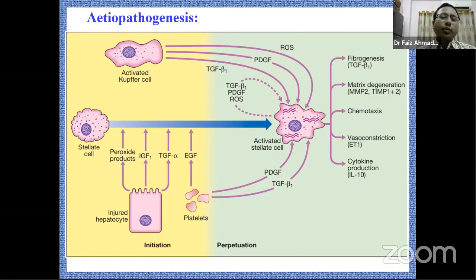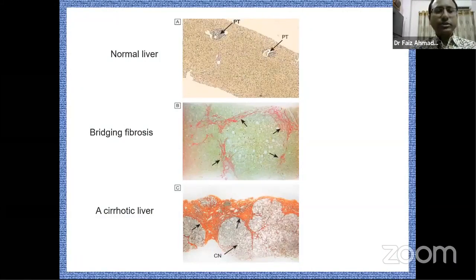space of Disse. When this stellate cell gets activated, it in turn releases different mediators like transforming growth factor beta, PDGF, and different interleukins. Ultimately they cause excess fibrous tissue formation in the liver, chemotaxis, vasoconstriction of the portal venous system, and many other changes, which ultimately lead to fibrogenesis and regenerative nodule formation, and finally cirrhosis of liver. Here you can see a histological microscopic view of normal liver, then bridging fibrosis, which occurs in a bridging pattern from portal tract to portal tract. When this bridging fibrosis increases, cirrhosis develops, with nodule formation surrounded by fibrous tissue and regenerating hepatocytes located inside.